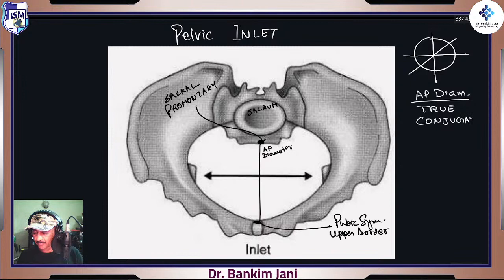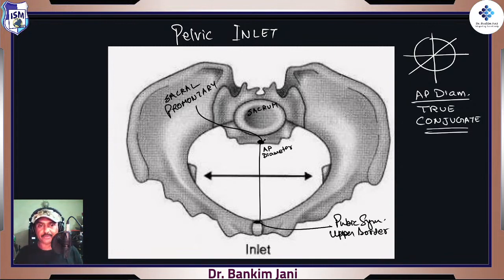True conjugate, right? Because when the baby has to negotiate this path, when he'll be entering into the pelvis, it has to negotiate this path. Everywhere, right? Inlet, cavity, and the outlet. It would form an axis. That is what is called the pelvic axis. That is the axis which the baby would be following for the delivery, right? Okay, so this is good.